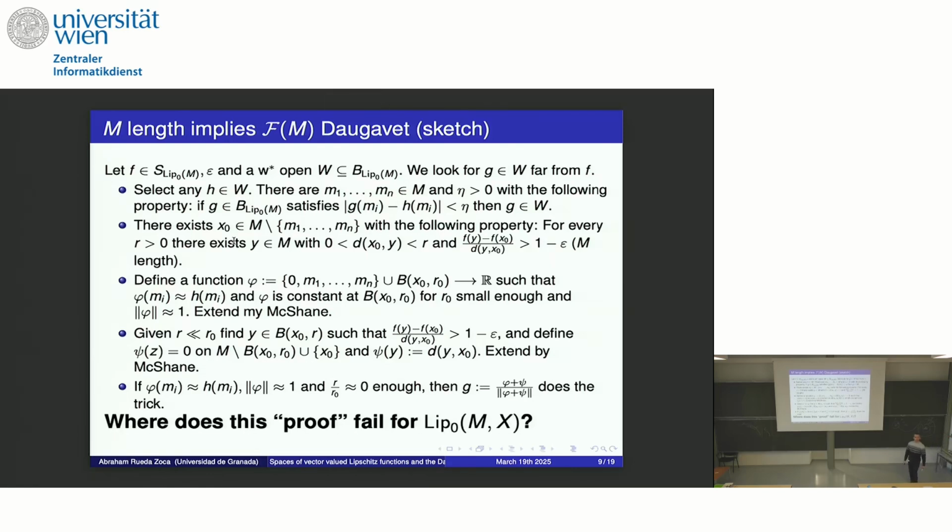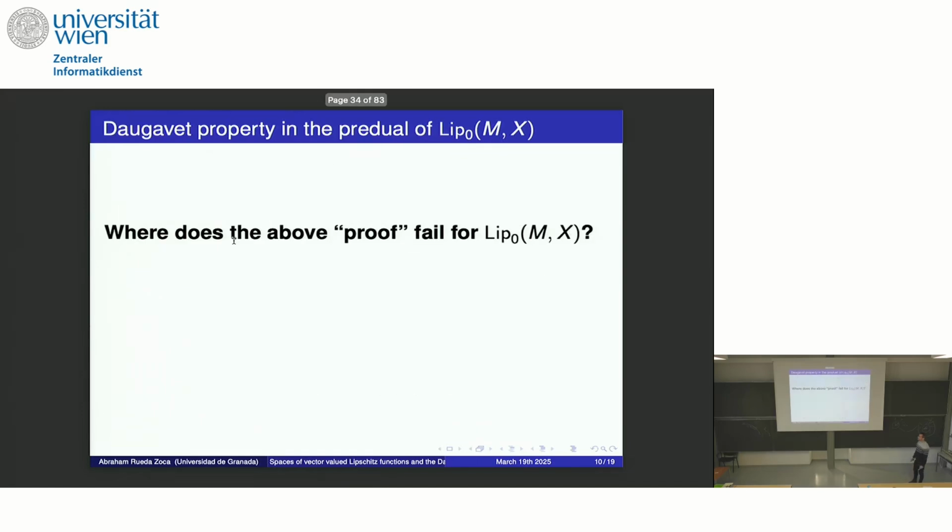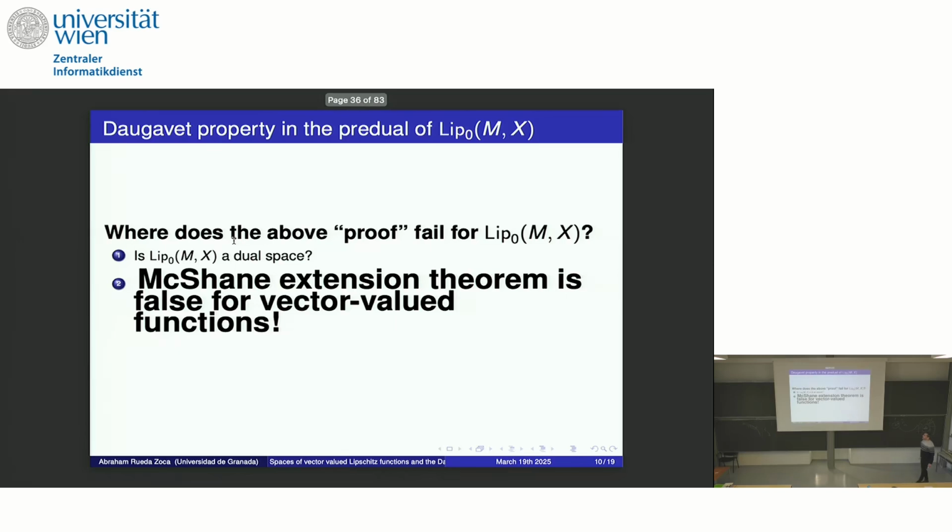Okay, what happens in the vector valued case? Well, in the vector valued case, we have two problems. The first one is that here we are dealing with a weak-star open set. So, is Lipschitz a dual Banach space? Here, in our approach, it was very important because the weak-star topology was used, because weak-star open sets were defined in terms of finitely many points on M. This should be false for weak open sets. But there is another big point. The Mach chain extension theorem is false for vector valued Lipschitz functions. This is a serious problem in order to construct this function and that one.